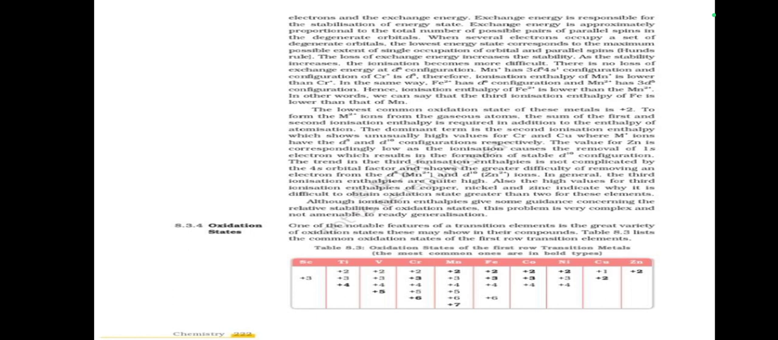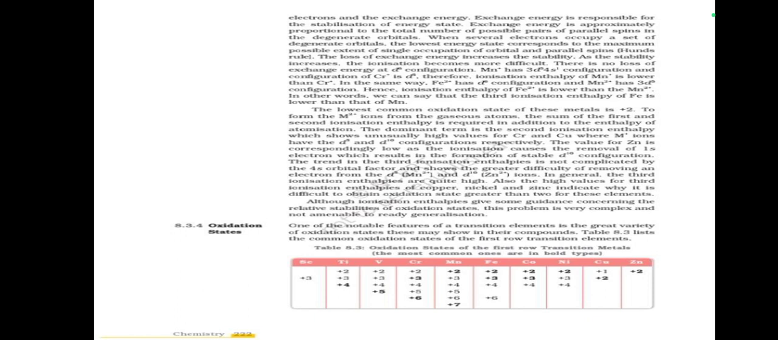When several electrons occupy a degenerate set of orbitals, the extent of single occupation of orbitals with parallel spins is maximized, following Hund's rule. The loss of exchange energy decreases the stability. As the stability increases, ionization becomes more difficult. There is no loss of exchange energy at the d6 configuration.